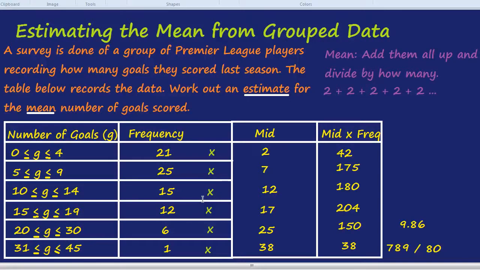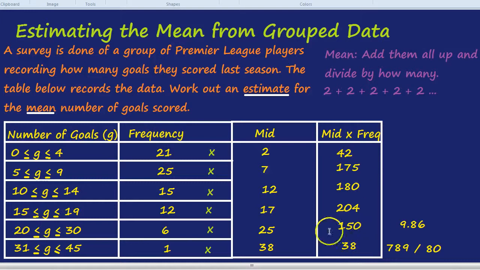A quick recap of how we did that. We got the midpoint of each of these groups, and that's why it's called estimating the mean from grouped data. Once we had the midpoint of each of the groups, we multiplied the midpoints by the frequencies, because there were 21 players who scored on average 2 goals. So instead of doing 2 plus 2, etc., we just did 21 times 2. Then we added the totals, because after all, when you do the mean, you add them all up.